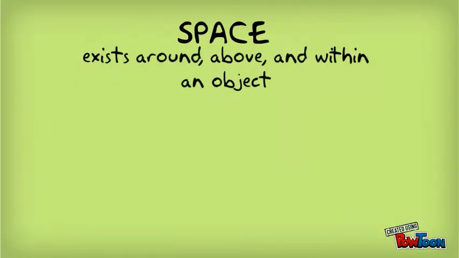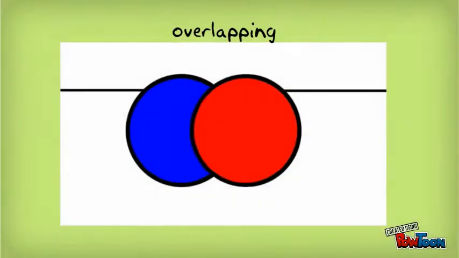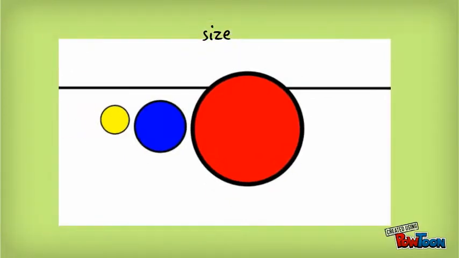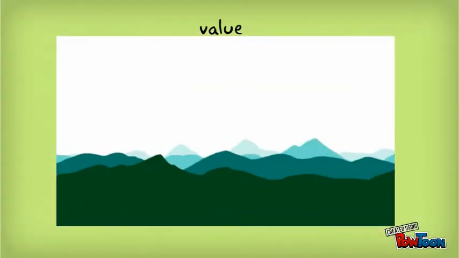Space exists around, above, and within an object. How do we create the illusion of three-dimensional space on a two-dimensional surface? I'll tell you how. Overlapping. If you place something in front of another thing, it looks closer. If you place it higher on your paper, it looks farther away. If you make it smaller, it looks farther away. If something is more detailed, it looks closer to you, and if you make something lighter, it looks farther away as well.